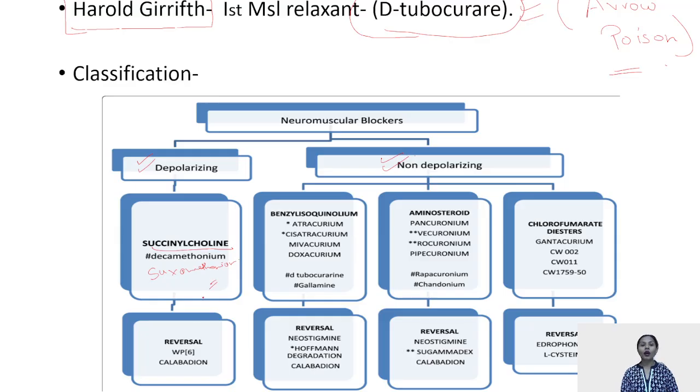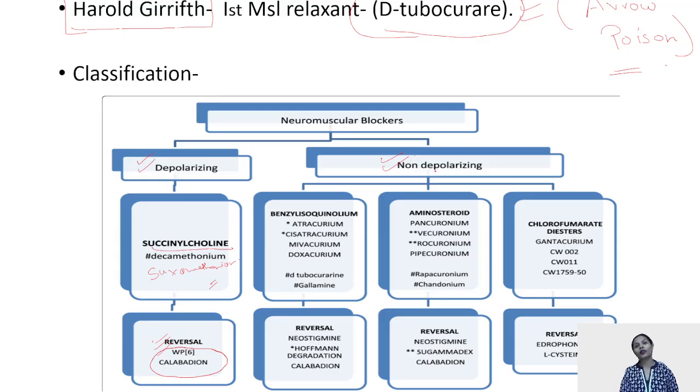And when we talk about the reversal, generally scoline does not need a reversal, but these days a recently introduced reversal for the scoline has been there, which is calabadion. This is a recently introduced thing, but not used practically these days even, because scoline, I'll tell you further, can be metabolized by physiological esterases. So the reversal agent recently introduced is calabadion.